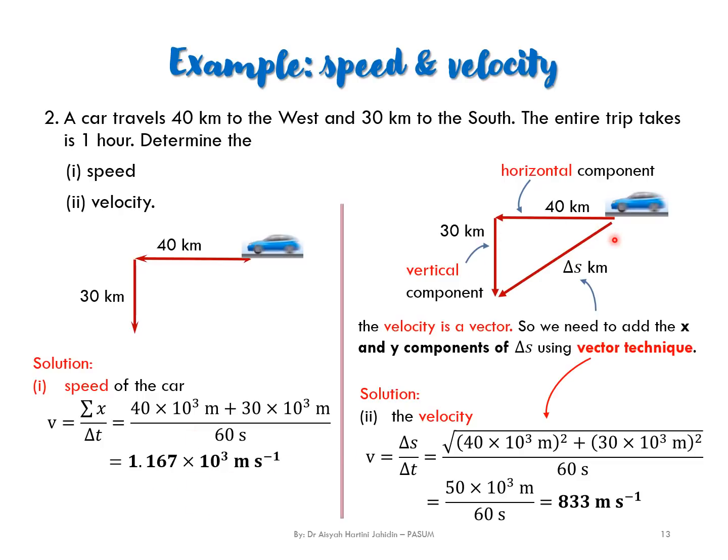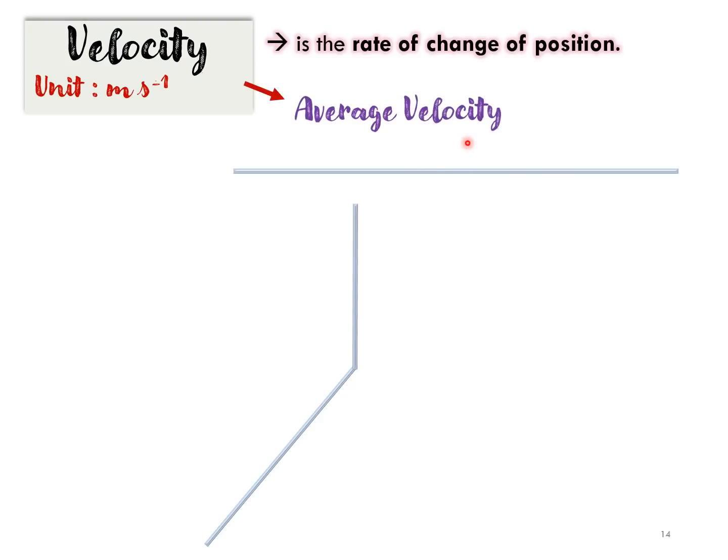For the second part, to find the velocity, as we know that velocity is a vector quantity, we need to add the x and y components using vector technique, which refers to the hypotenuse of the triangle, and divide by 60 seconds. Then we get 833 meters per second.